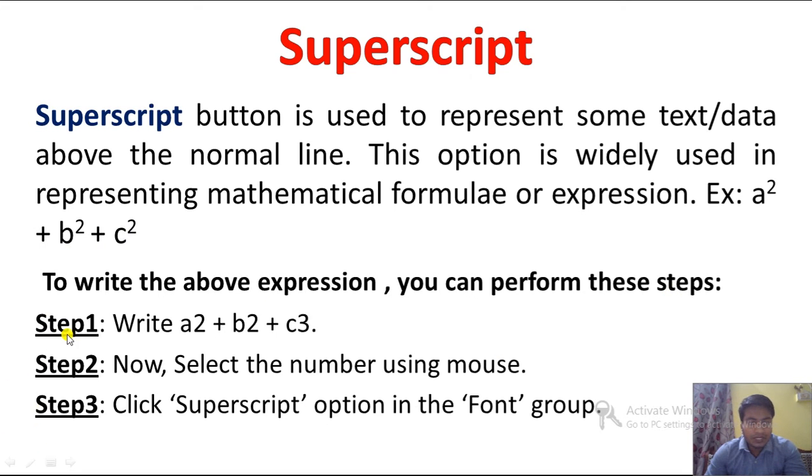So we have 3 steps. Let me read out, then I'll show you the practicals. Step 1, write a2 plus b2 plus c3. Now here you can see a2 is written in normal line, b2 also, c3 also, all are written in normal line. Step number 2, now select the number using mouse. We are supposed to select the number where you want to apply superscript. Clear? Now step number 3, click superscript option in the font group.